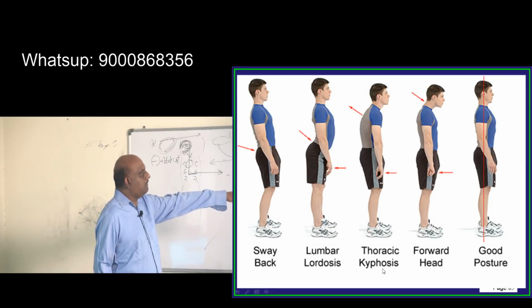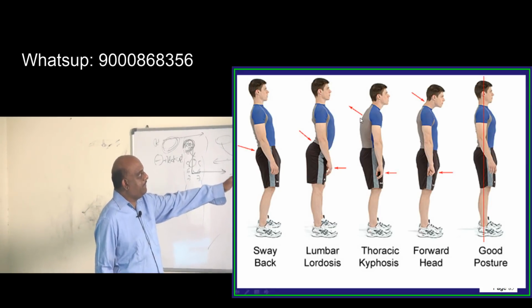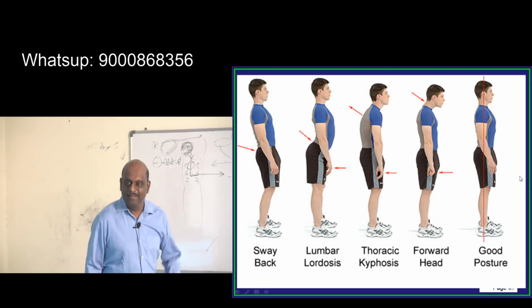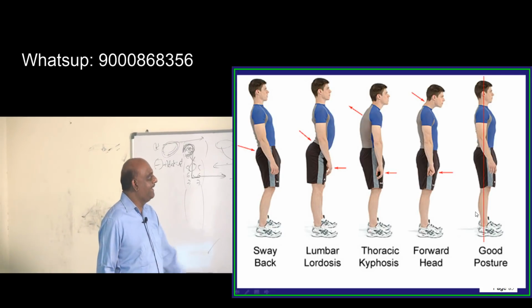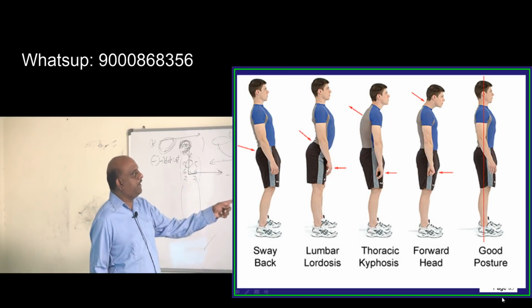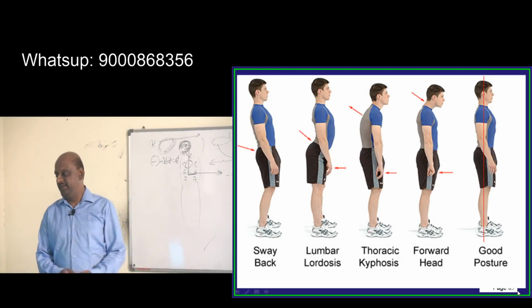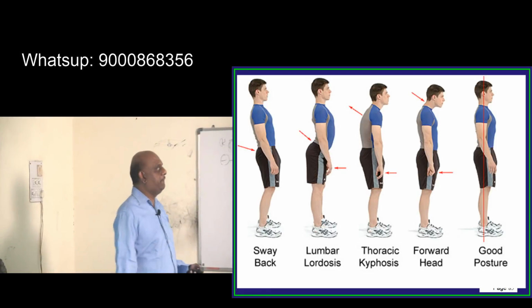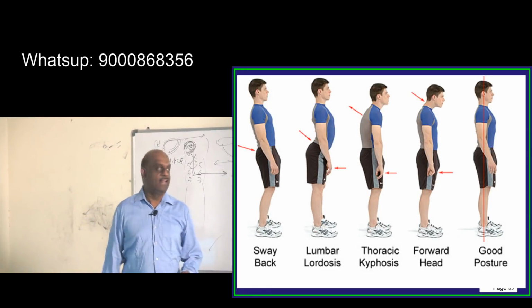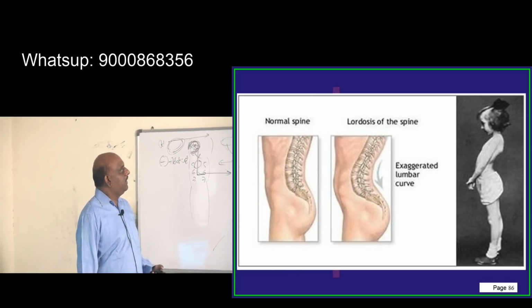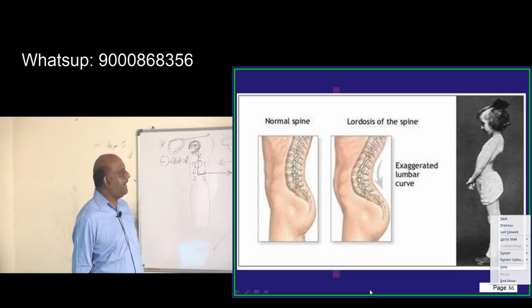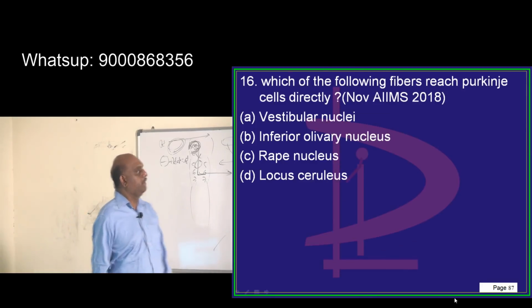Then normally thoracic kyphosis is expected, but if it is missing, then first your neck will walk, then you will walk. Otherwise, this is a good posture. As such, you are in NCC or the police department, right? So, normal spine versus lordosis of the spine and exaggerated lumbar curve.